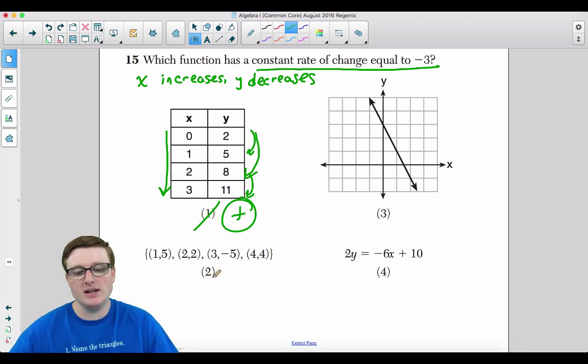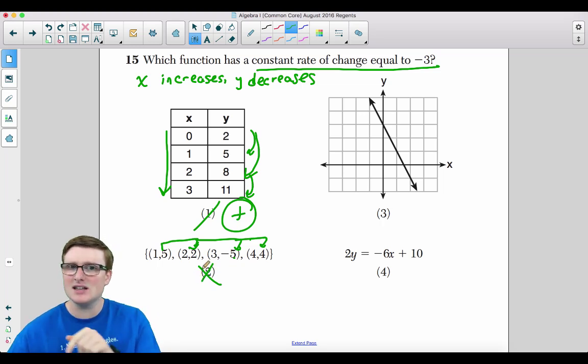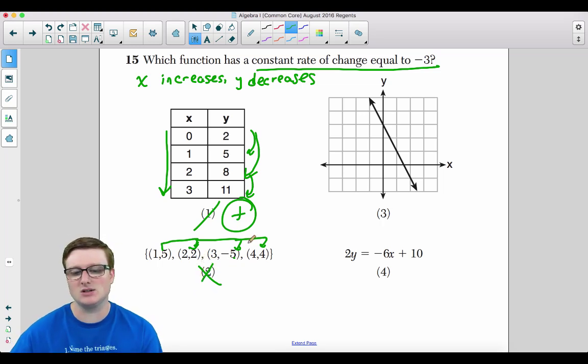Choice 2, okay, we need to look at choice 2 on a graph. But, I mean, we could do that, or we could just, again, look at the y values. So 5 is going to 2, so that's definitely decreasing. So as x increases, y should be decreasing. 5 to 2, well, that's decreasing. 2 to -5, that's decreasing. And then from -5 to 4, that's increasing. That doesn't make any sense. This is not constant.